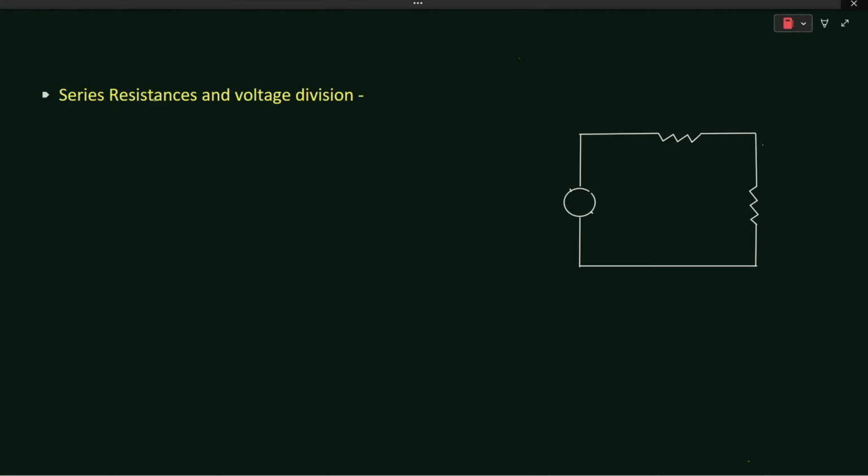In this tutorial, we are going to find the total resistance and the voltage division of the resistors when they are connected in series with each other, okay? So let's say we have an electrical circuit over here. Let's say this is the voltage source Vs and two resistors R1 and R2 are connected in series with each other, okay?